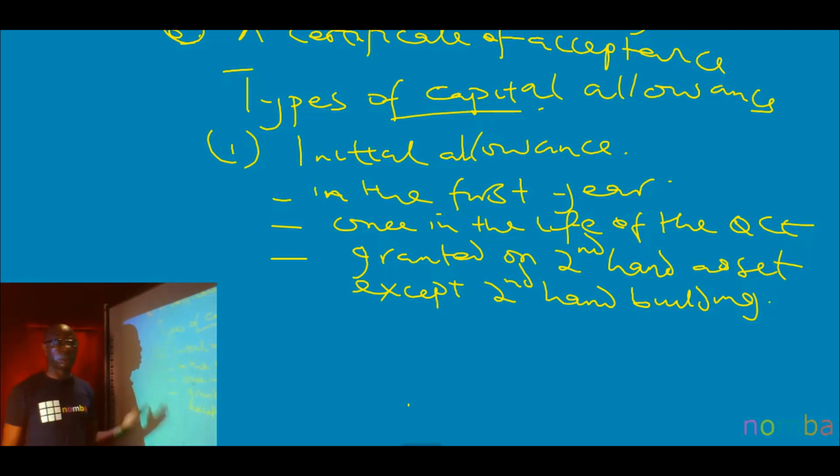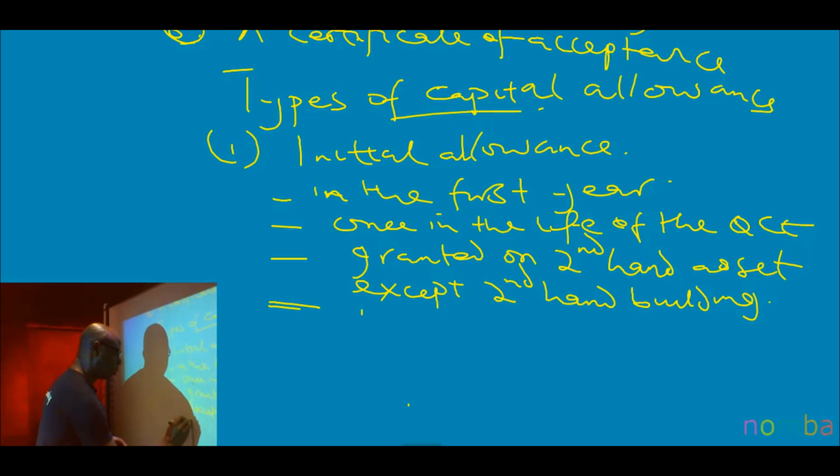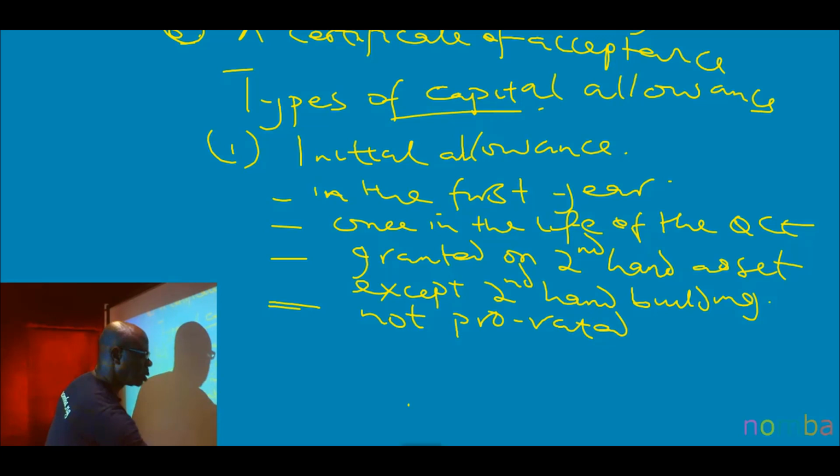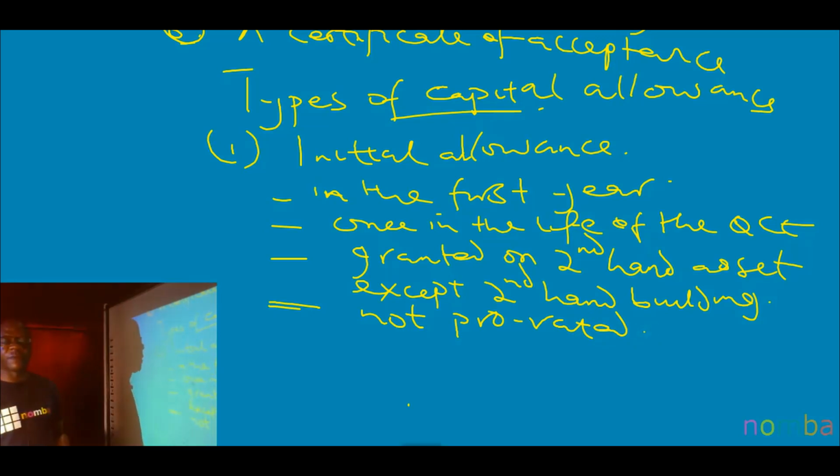Okay. So what else? Another characteristic of initial allowance, apart from the fact that it's granted on second-hand asset except second-hand building, is that the initial allowance is not prorated based on the number of months in the basis period. But where there's an element of private use, it will be prorated.